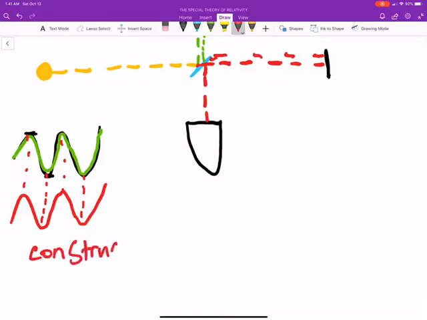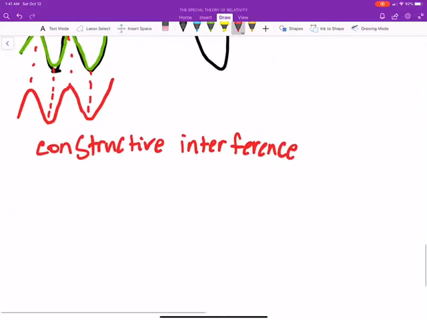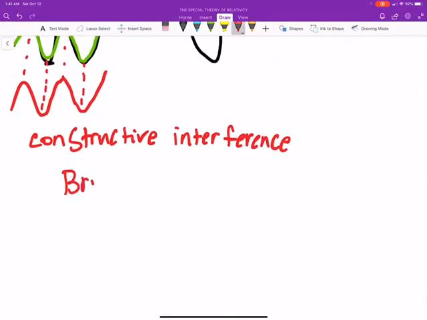constructive interference. And what does that mean? That's a bright spot. That's actually a better, and maybe it's not a better word, but I'm going to just say this. You get light. You get a bright spot.